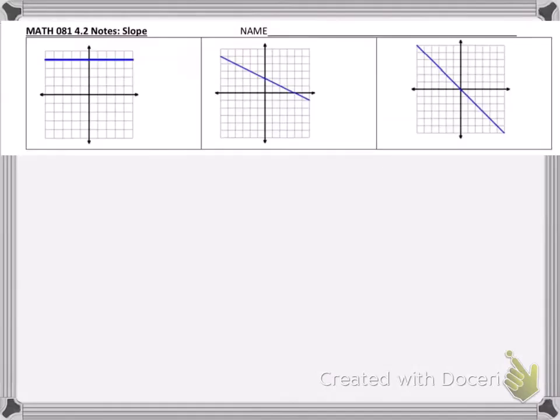Let's do a few more examples. So again, pause the video, write down your answers, and then unpause the video and see if you are correct. You should have said that this has 0 slope, this has negative slope, and this has negative slope.